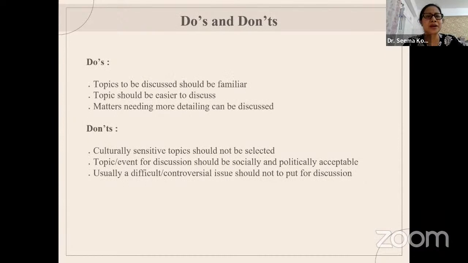So the do's: the topic to be discussed should be a familiar one. Say in a medical setup, a healthcare setup, if it comes to a management level, we will see the processes, the flow, the infrastructure, and how to improve it, and what to improve, and what more new processes can be put into action, and how to improve the satisfaction of patients. And the topics should not be too controversial.